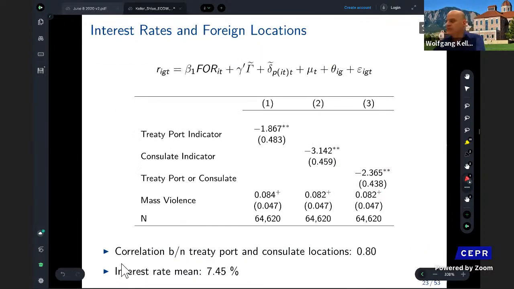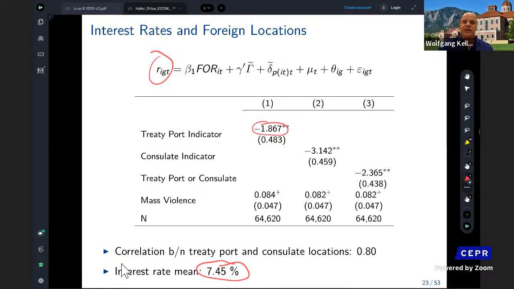Okay, now let's move on to interest rates as the left-hand side variable. And now what we see here is that we see negative coefficients. Let's make sense of this. So this means that if there is a treaty port in a particular prefecture and year, then interest rates are lower, all else equal. And so you have to look at this by comparing it to the interest rate mean in the sample, which is about 7.5%. And so either there's a treaty port or a consulate. In fact, for consulate, the coefficient is larger, as you can see in absolute value.